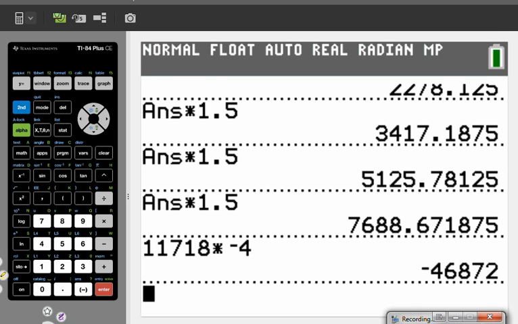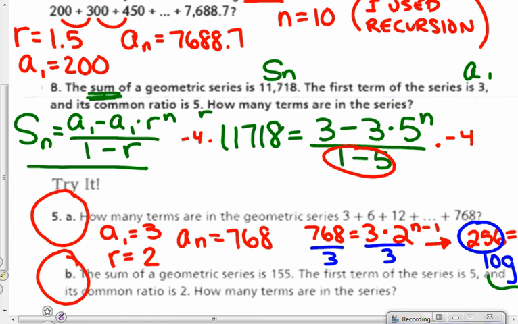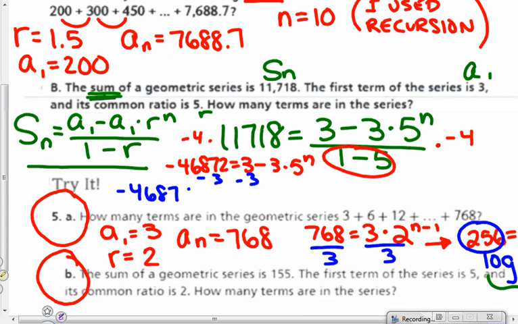Negative 46,872. Right here. Negative 46,872 equals 3 minus 3 times 5 to the n. The next step will be to take away 3. Take away that 3 from both sides. You get negative 46,875 equals negative 3 times 5 to the n.